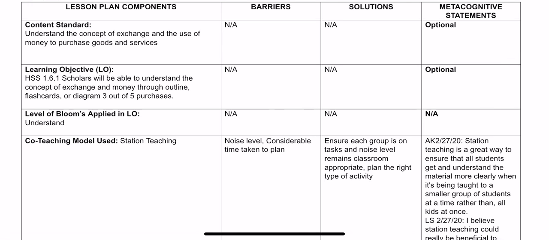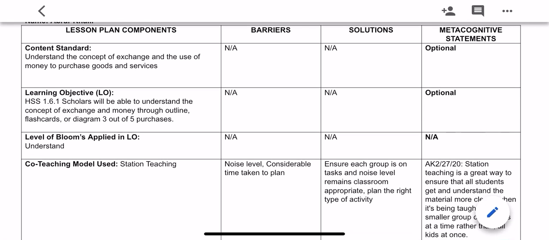So our co-teaching method will be station teaching. We believe this is a good way for us to separate ourselves. That way we can give the students the right teaching and the right attention that they need. It's more beneficial when they're separated into smaller groups so they can have more time with the teacher. We believe that when it's 10 students with one teacher and 10 students with one teacher, it's clearer to them and they're able to learn and ask questions freely rather than when it's the whole class. So that's why we believe station teaching was a good one.